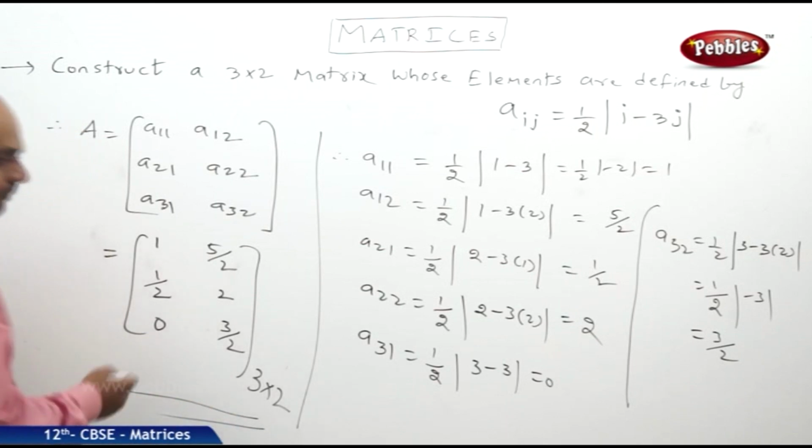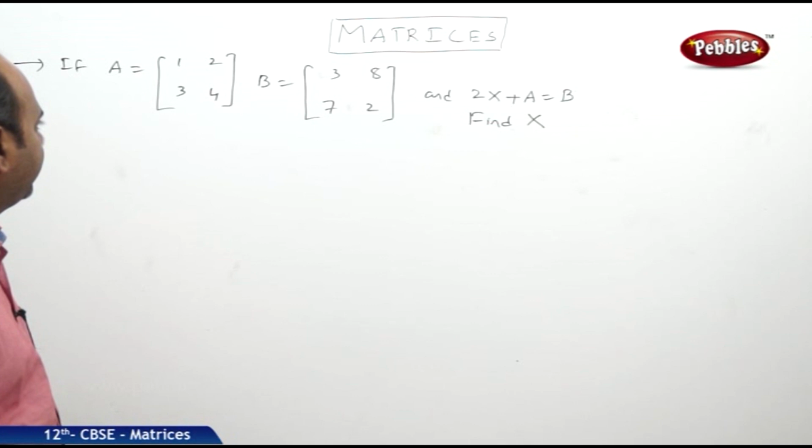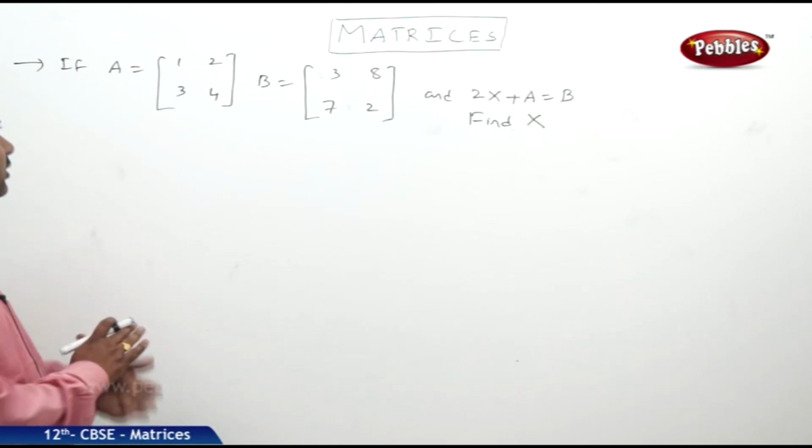Please copy. Right, we shall see another very short answer question. Capital A is equal to 1, 2, 3, 4, capital B is equal to 3, 8, 7, 2, and given 2X plus capital A is equal to B, we need to find the value of capital X.